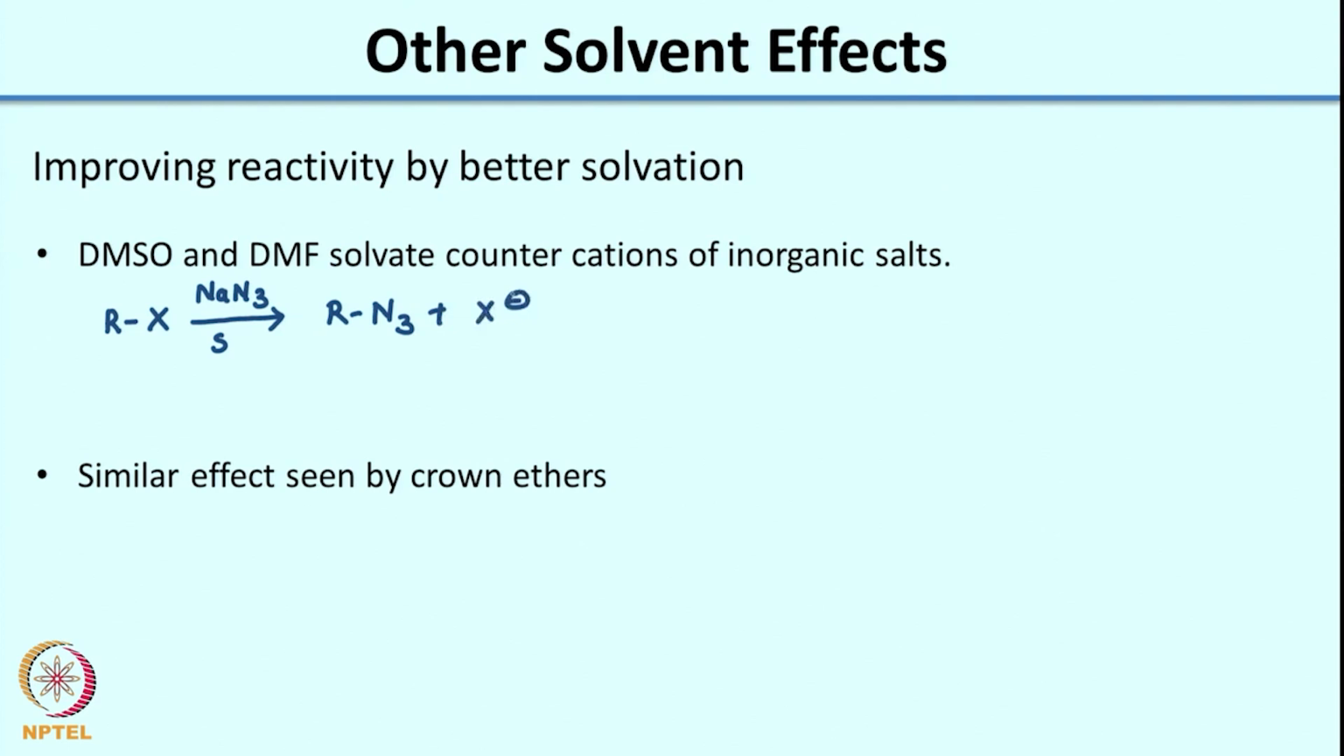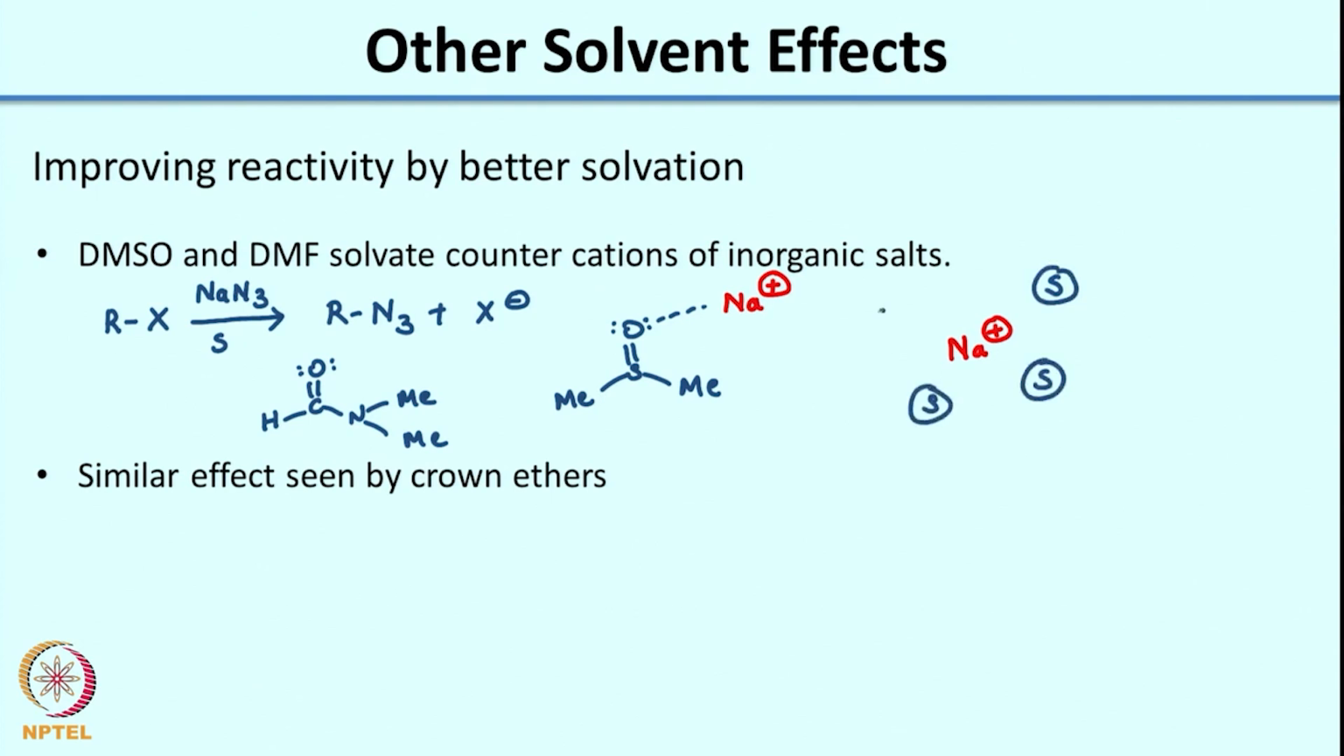So, what is seen is if you take DMF or DMSO, because you have these lone pairs on the oxygen, this can coordinate to only the counter cations. So, this can coordinate to Na plus. So, what will happen is if you have Na plus, and I will call both of these as solvent as S, you will have coordination of the solvent. So, this improves solvation.